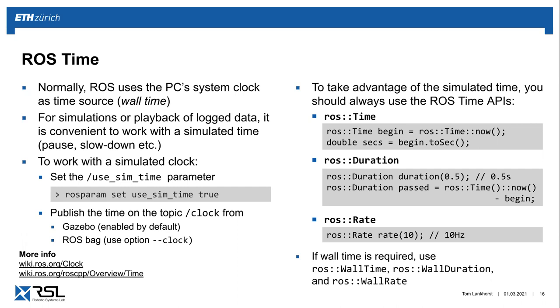And then there's the ROS rate type, which we have seen previously, which allows us to set some kind of frequency for our program. Now, if you really need wall time for specific calculations or algorithms that should be independent of simulated time, then you should use the ROS wall time equivalents. So in this case, that's the ROS wall time, ROS wall duration, and ROS wall rate. Those will not be affected by slowdowns or simulation time.